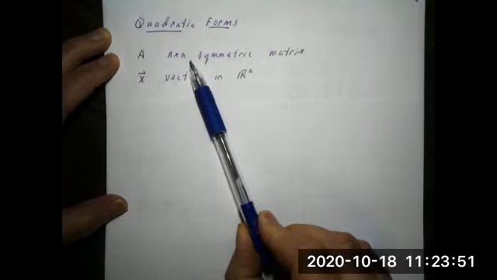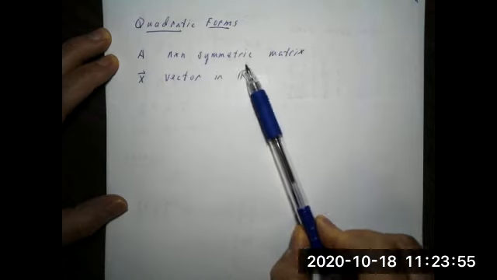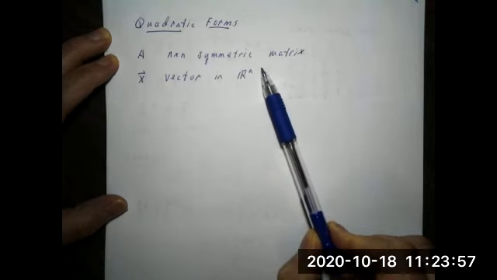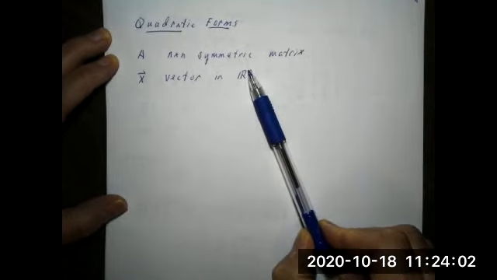In this video, we're going to introduce what's known as a quadratic form. So let's assume that A is some n by n symmetric matrix. The fact that it's symmetric means it has lots of nice properties. Its eigenvalues are all real numbers. It also has the property that it has a symmetric factorization.